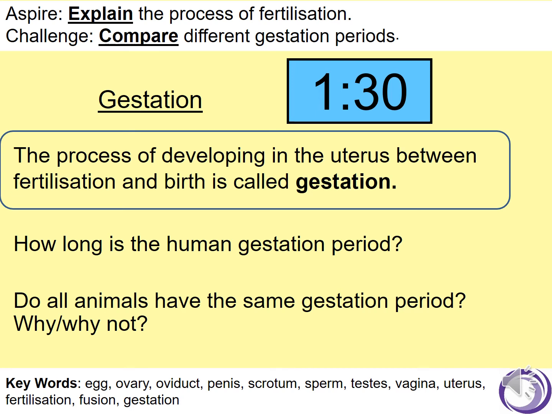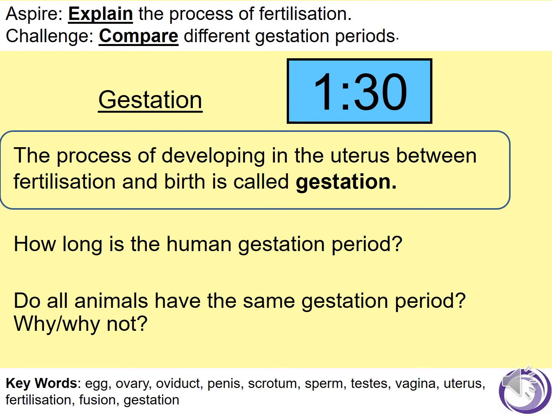So what I would like you to do is to put the title of gestation. Let's look at the definition, which is in the blue box there. It is the process of developing in the uterus between fertilization and birth. So once you have put down the title, I'd like you to write down the definition that is there.